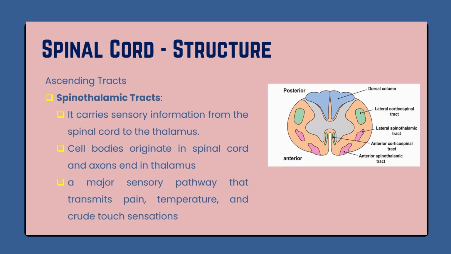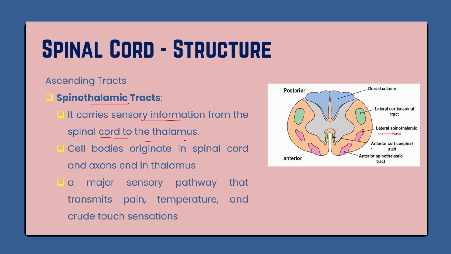Let's look into a few of the ascending tracts. First, we have the spinothalamic tract. It carries sensory information from the spinal cord to the thalamus. If you remember the name spinothalamic tract, you will know that since it is an ascending tract, it will be carrying information towards the brain.